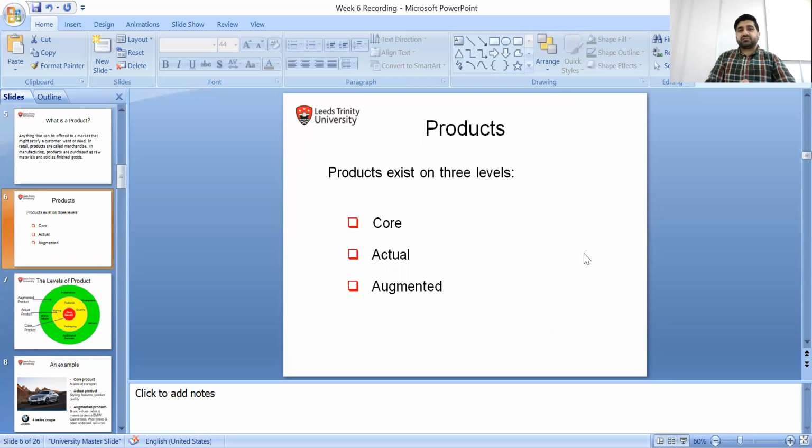A product exists on three different levels. The first one is core, the second is actual, and the third one is augmented. We will talk in more detail about what is meant by core, what is meant by actual, and what is meant by augmented.